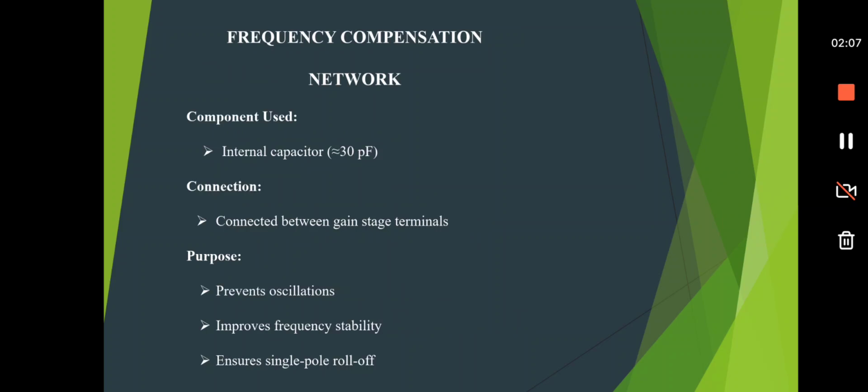To prevent unwanted oscillations or instability, the IC741 includes a built-in 30 picofarad capacitor. This frequency compensation network ensures the amplifier remains stable across its entire operating range.